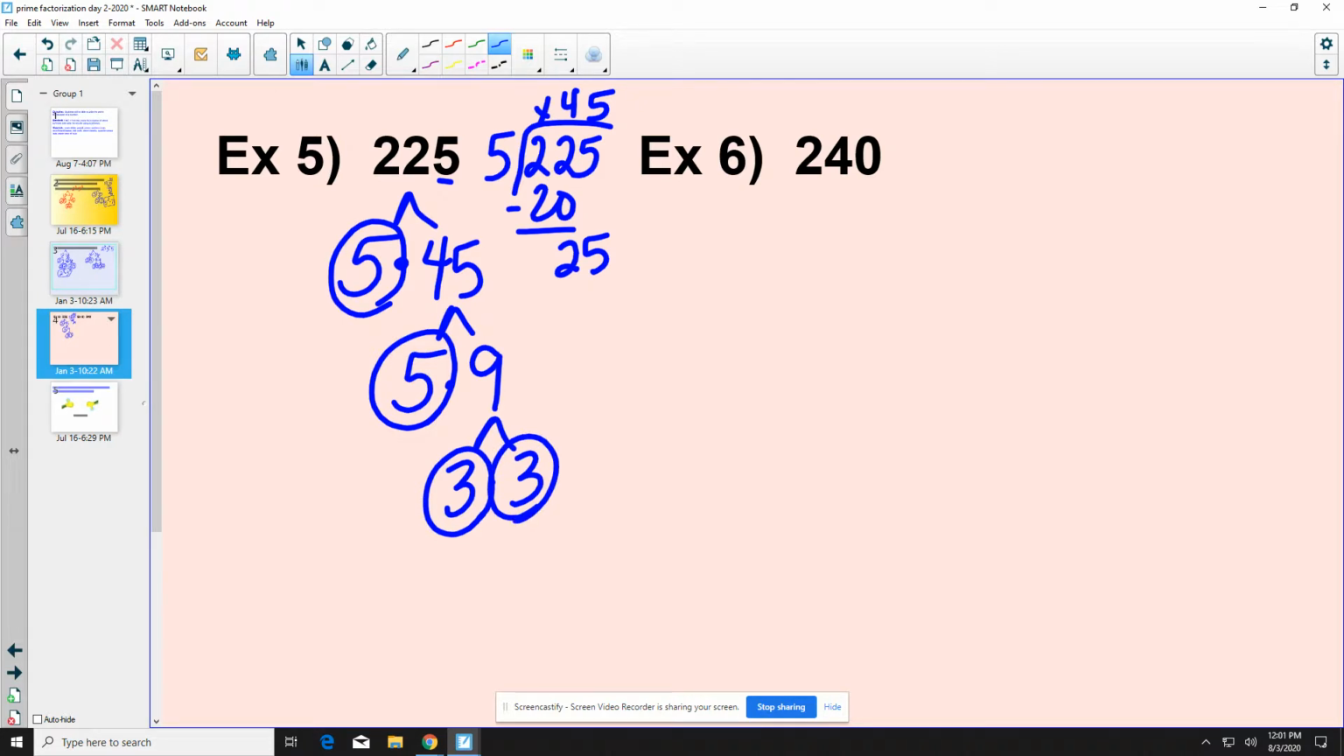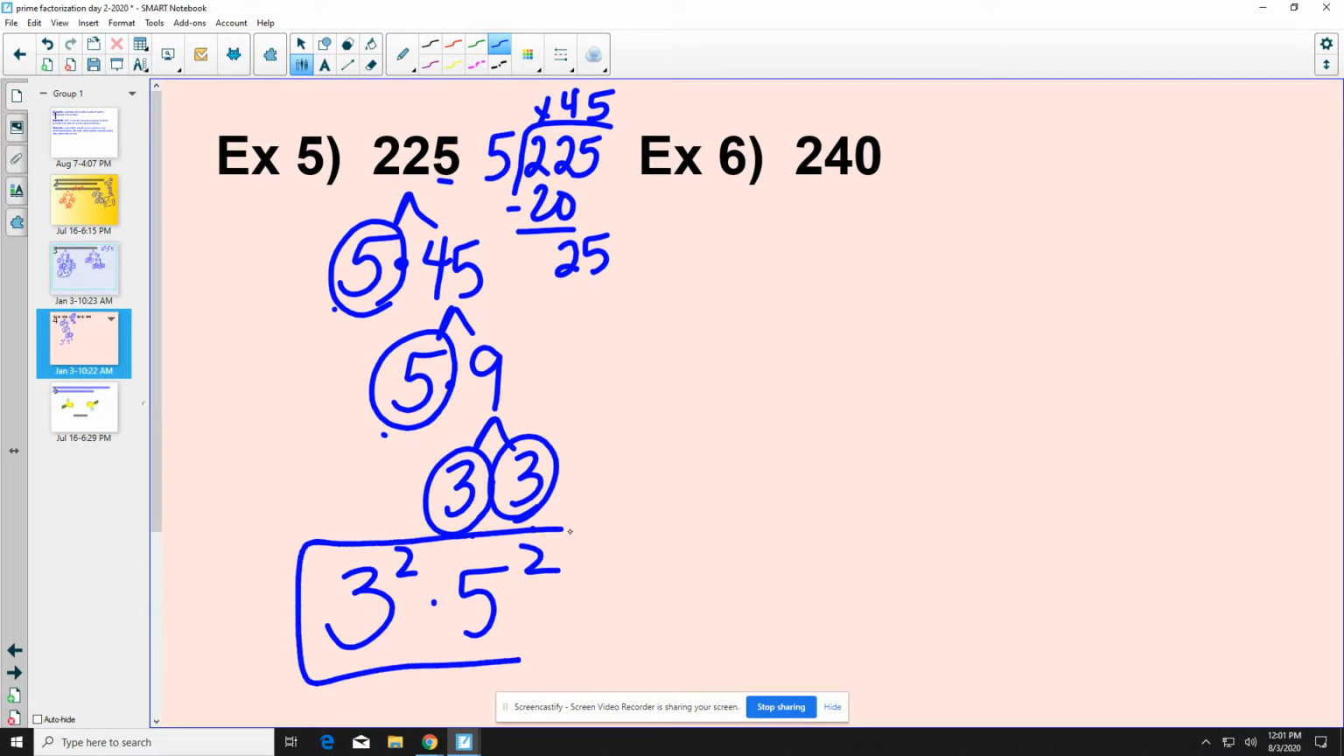And then if I write my answer using exponents, I'm going to start with a 3. How many 3's do I have? 2. Then how many 5's do I have? 2. So my answer would be 3 to the 2nd times 5 to the 2nd.